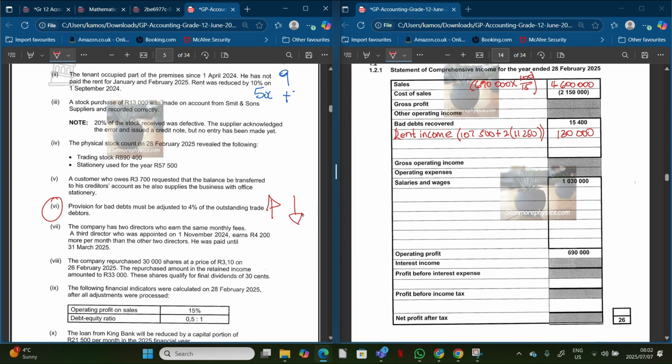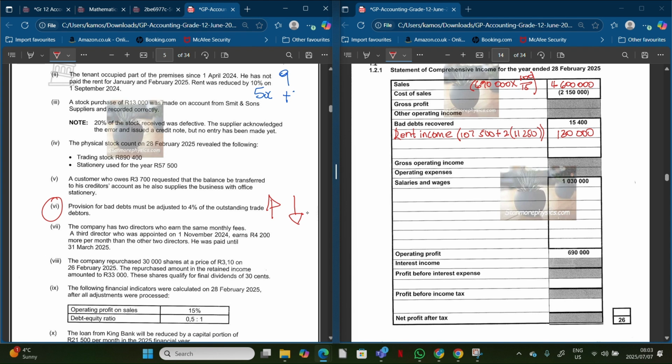But if we are decreasing it, it becomes an income because now we're gonna get our money, right? Because it means we are anticipating more debtors to pay us back, right? So now if you can look at this, they're saying that it must be adjusted to 4%. So meaning that from the value that we have, we are just going to drop it to 4%.